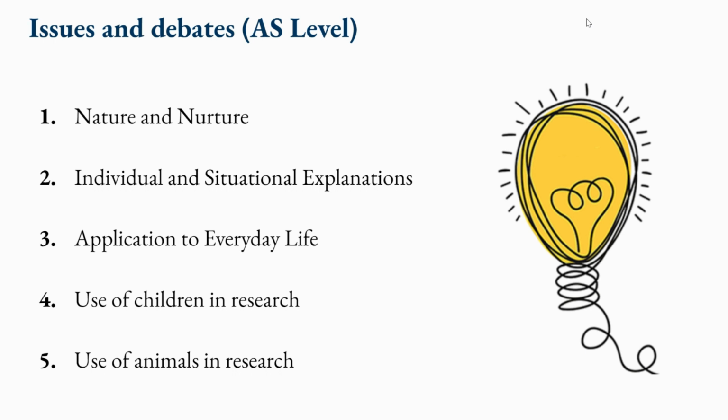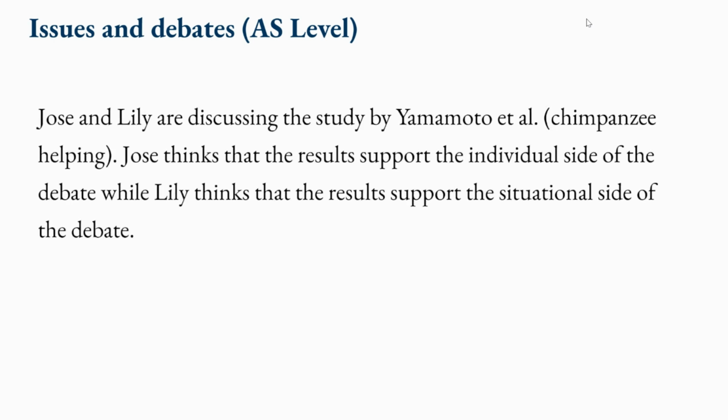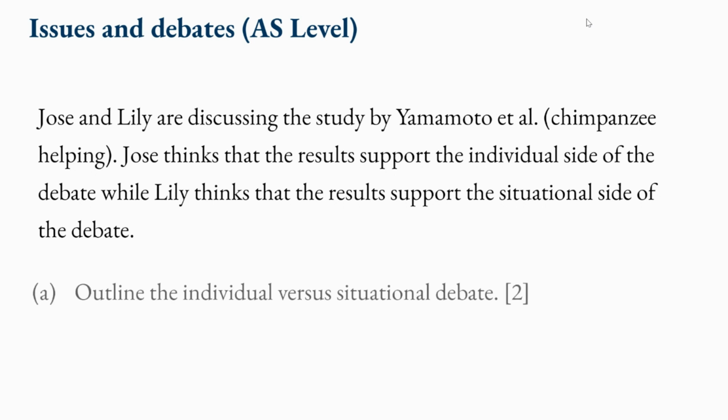So before moving on further, I've created a question that follows the design of common Cambridge questions. And I will just type out a bullet point type answer to show you how to approach a question like this. So what it says is Jose and Lily are discussing the study by Yamamoto et al., Chimpanzee Helping. Jose thinks that the results support the individual side of the debate, while Lily thinks that the results support the situational side of the debate.